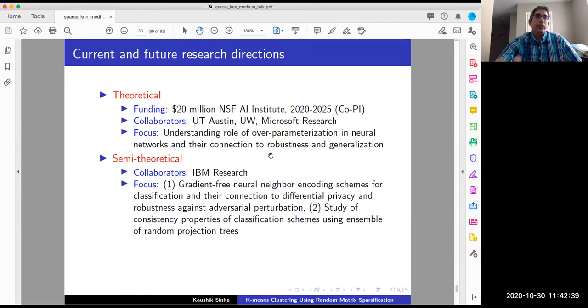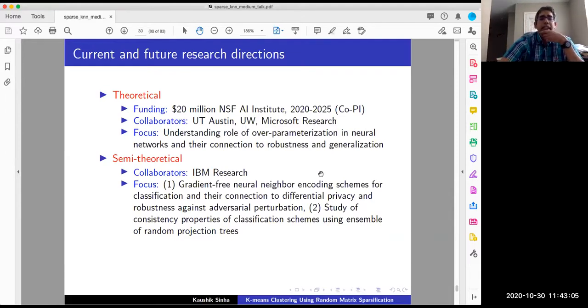So that means they can have absolutely zero random noise, but then they perform very badly on the test data set, whereas for the regular data set, it performs really well. So we're trying to understand the role of over-parameterization in neural networks and its connection to robustness and generalization. This is still not very well understood, and we hope to make some contribution in this direction.